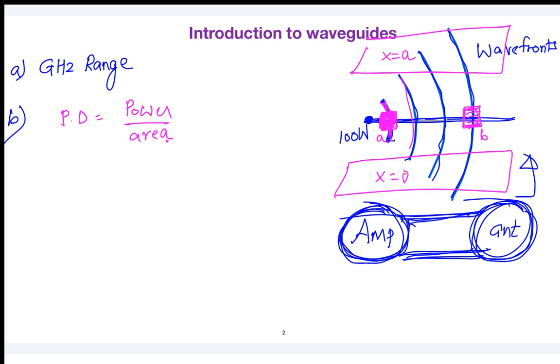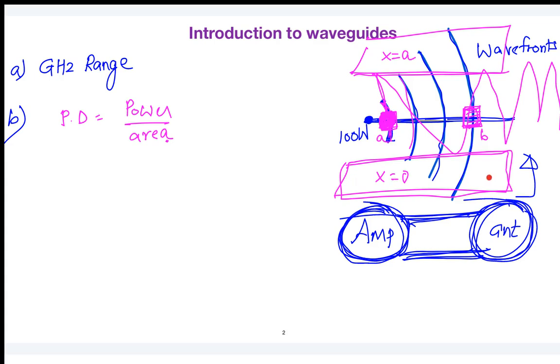What will happen in this case? Even though the wave is trying to expand out, these waveguides are made up of a perfect conducting material. So even though it is trying to expand out, it will again get reflected back. Again, it will get reflected. So it is going to move on like this. What you are actually doing in this case is, by putting the waveguide, you are making sure that the wave cannot expand beyond this waveguide.